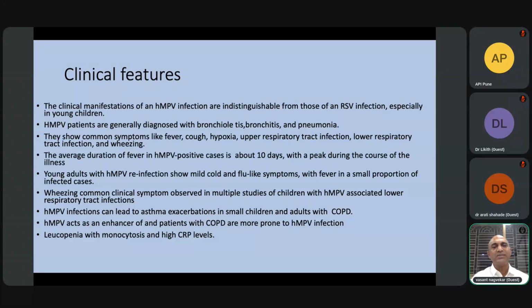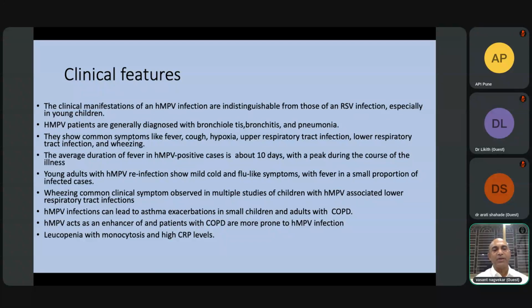So more or less, the differentiating feature compared to influenza is the bronchospasm and bronchiolitis, which we see predominantly in HMPV and RSV. Both go hand in hand and are more or less the same. The only difference is that fever is seen in only 50% of HMPV patients, and it is usually a very mild infection. Young adults with HMPV reinfection show mild cold. Wheezing is a common clinical symptom observed in HMPV, just like respiratory syncytial virus infections.